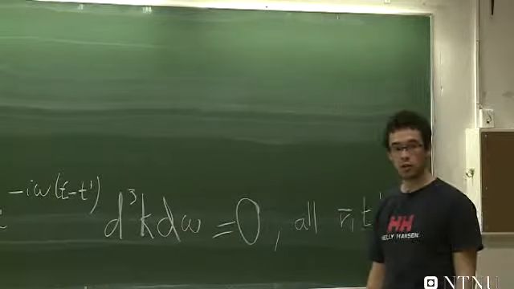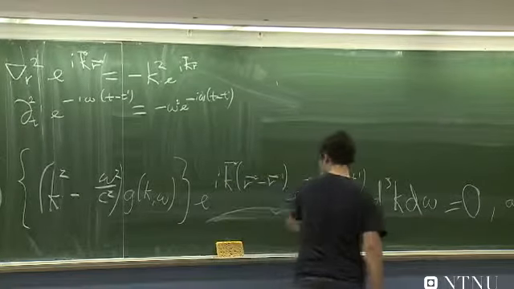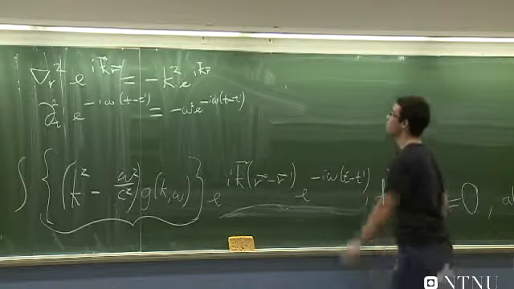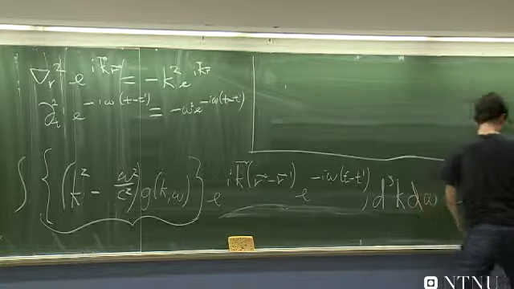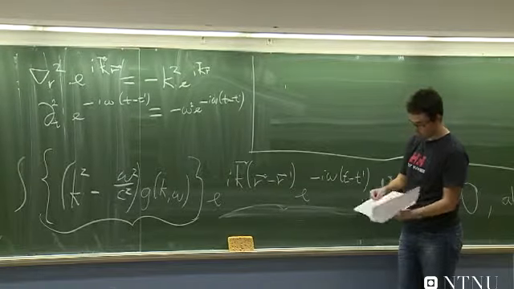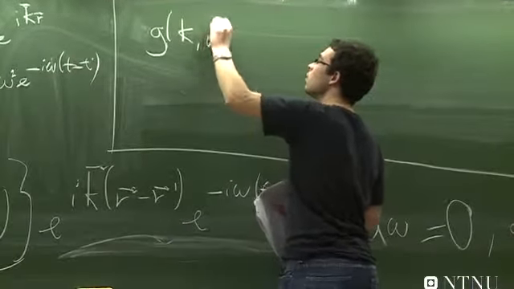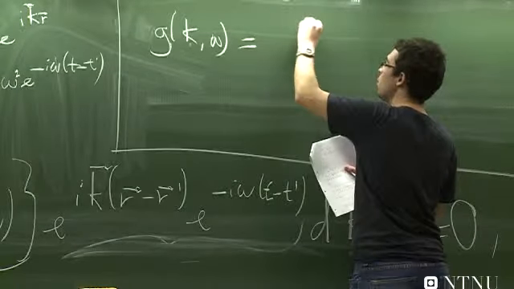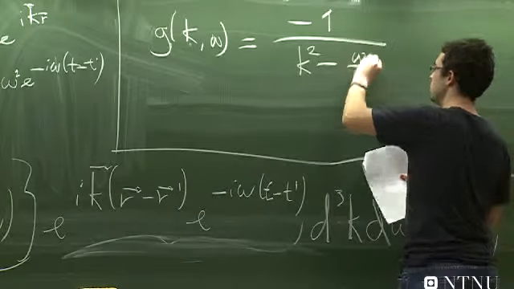And if this integral is to vanish always at all times, well then this bracket will have to vanish. Okay, so this bracket vanishes, meaning that we find g of k omega. In principle, k vector, but there's spherical symmetry still, is equal to minus 1 over k square minus omega square over c square.